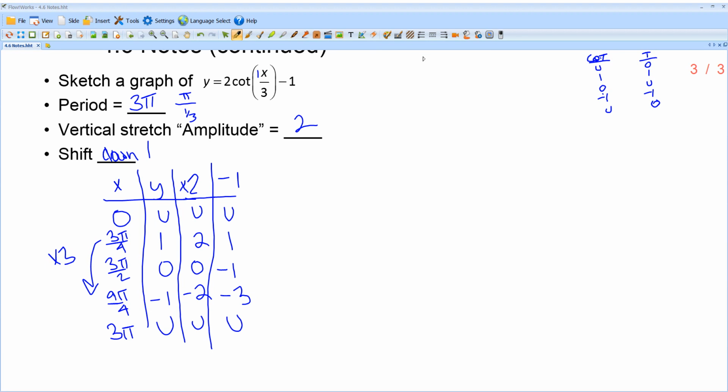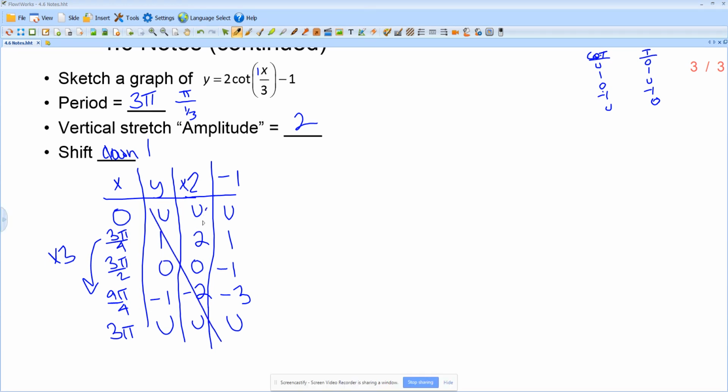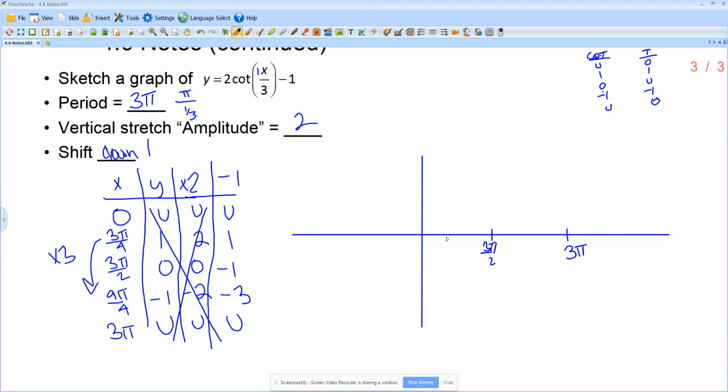So now I'm going to graph. I've done all of the transformations. And because this is a tangent or cotangent function, my graph will probably be not very wonderful. I always apologize. 3 pi, 3 pi halves, 3 pi fourths, 9 pi fourths, negative 3 pi, negative 9 pi fourths, negative 3 pi halves, negative 3 pi fourths.